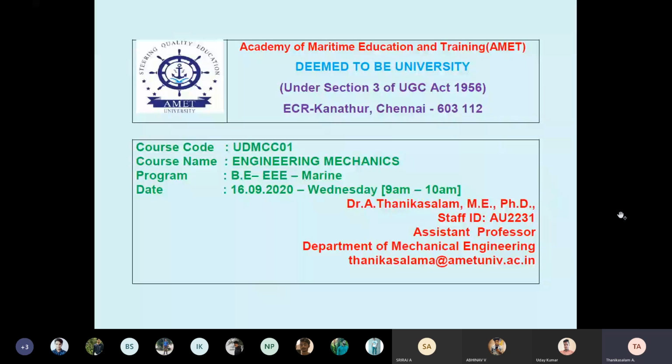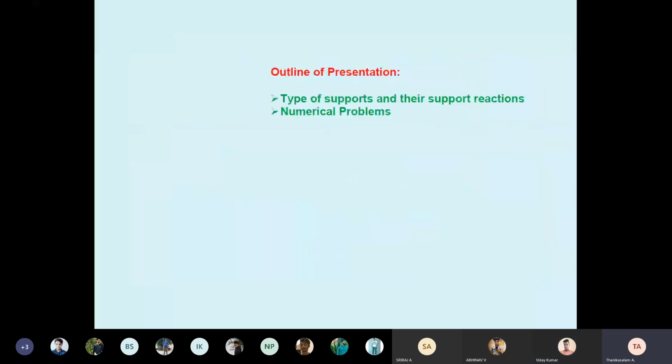Good morning, students. We are discussing Unit 2, rigid body in equilibrium. Equilibrium of a rigid body in two dimensions, that is, a coplanar non-concurrent force system. Today, we are going to discuss types of supports and their support reactions, then numerical problems.